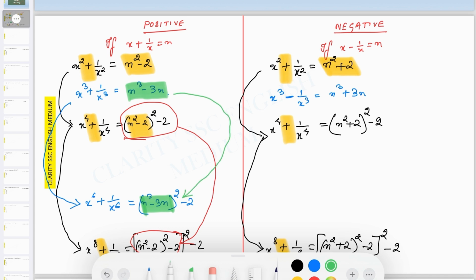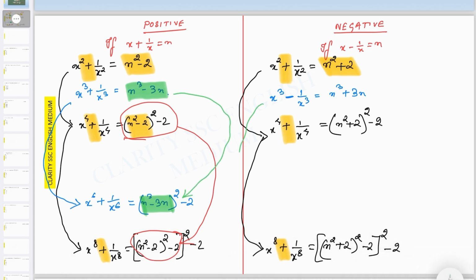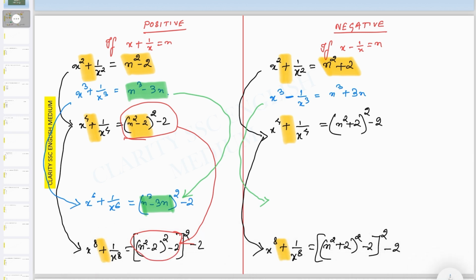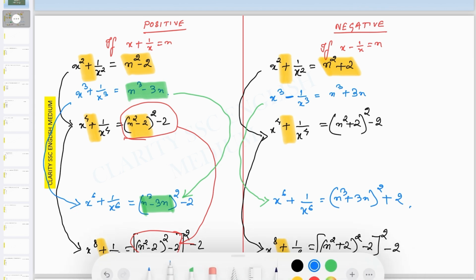And in the last part, see here. In this portion, if we need to find x to the power 6, let me write in blue. x to the power 6 plus 1 by x to the power 6 is equal to (n cube plus 3n) whole squared plus 2. This expression will come here. This one, green, will come here. Let me draw this in green.